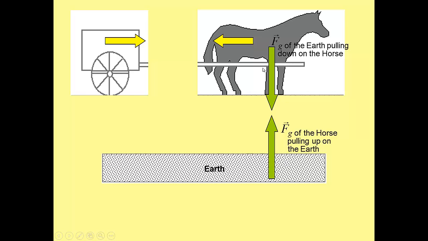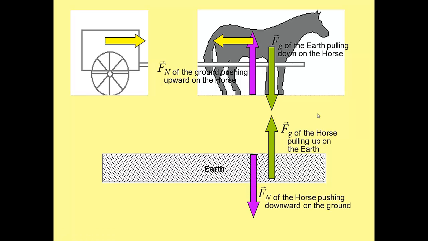The more important ones here are what the horse's hooves are doing. If it's going to go forward, it has to do two things. First off, the ground is going to support the horse. It's going to push upward on the horse. That's a normal force. And so the horse is going to push down on the ground. Horse is going to push down on the ground, ground is going to push up on the horse. That's our support normal force.